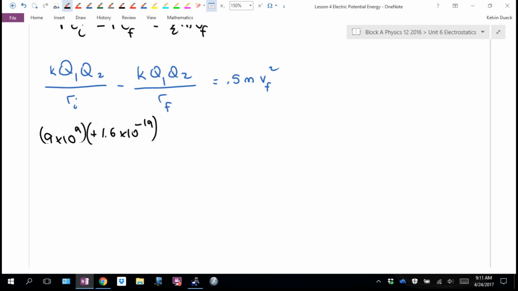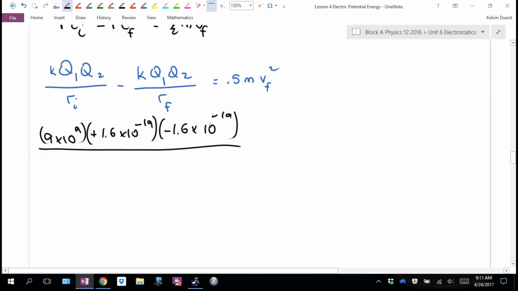Yes, negative 1.6 times 10 to the negative 19. That's the charge on both a proton and an electron. It's why we call it the elementary charge. Divided by, Nick, you rattled off some number that I think had meters next to it that couldn't possibly be a charge. Nick, what's the initial radius? Please read very carefully. 2.5 times 10 to the negative 12.